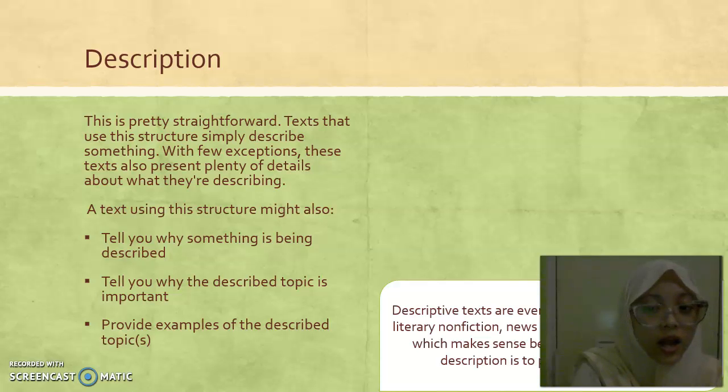Descriptive texts are everywhere. They can be in novels, works of literary nonfiction, news articles, science textbooks, and so on, which makes sense because the entire point of description is to present information.